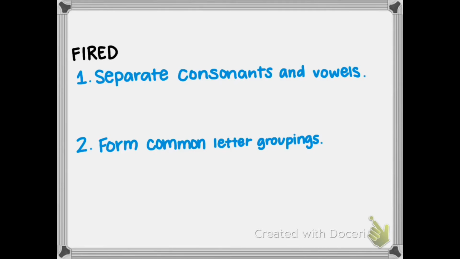The first thing that we can do to try to solve this is separate the consonants and vowels. So I'm going to put F, R, and D on one side, and I and E on the other. Now that I've separated these, the second thing I'm going to do is form some common letter groupings, whether those are some endings, beginnings, prefixes, suffixes, or just letters that you usually see next to each other in words.